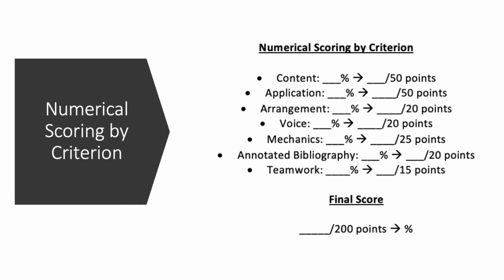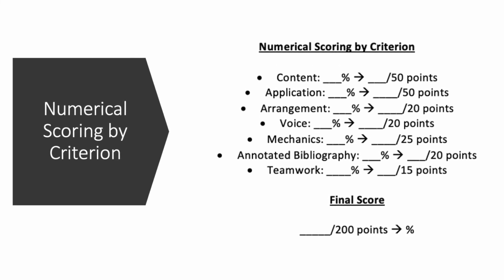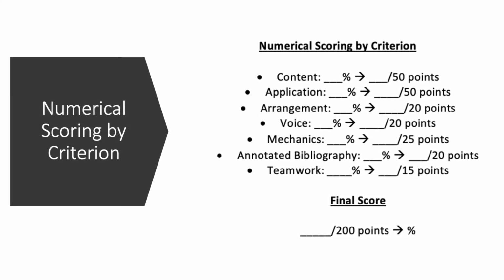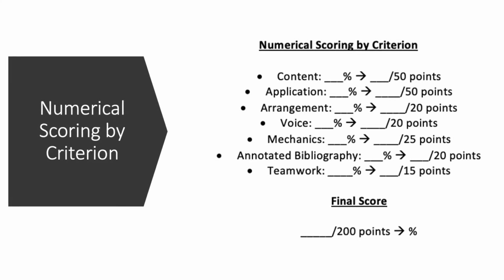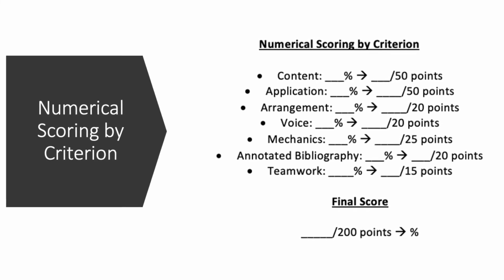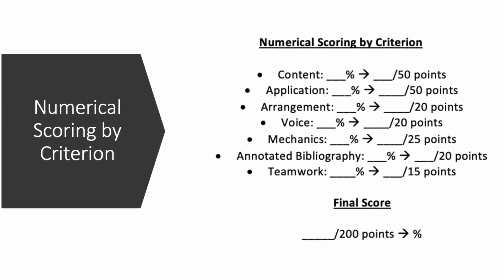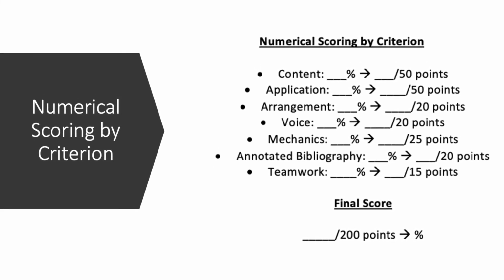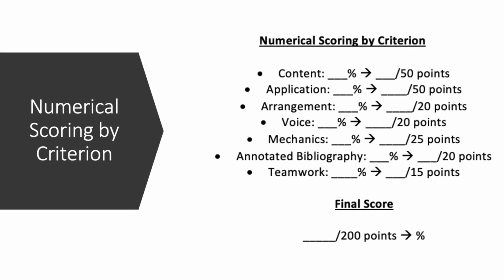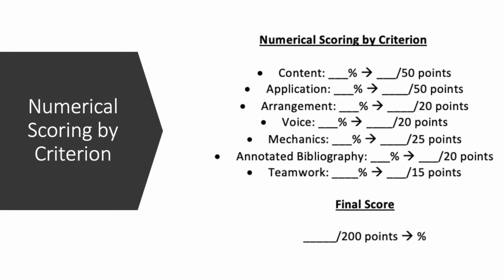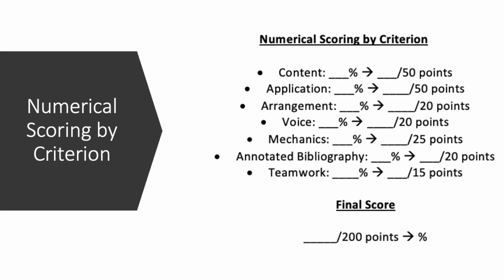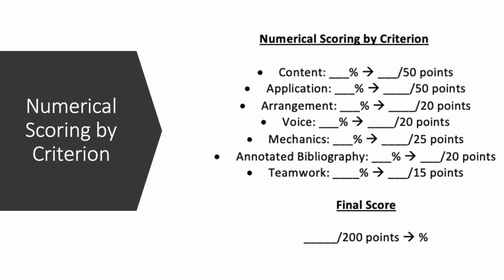Mechanics, which would include your grammar and formatting, will be worth 25 points. The annotated bibliography will be worth 20 points. Finally, your teamwork or collaborative effort will be worth 15 points. This will bring you a grand total of 200 points possible for the assignment. Your point values will then convert to a percentage or letter grade.